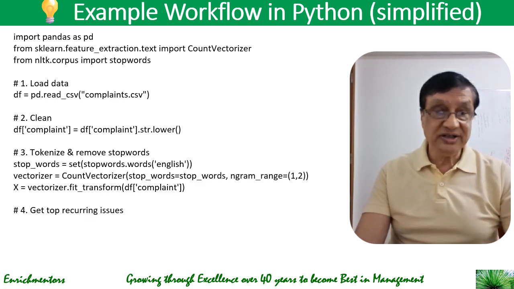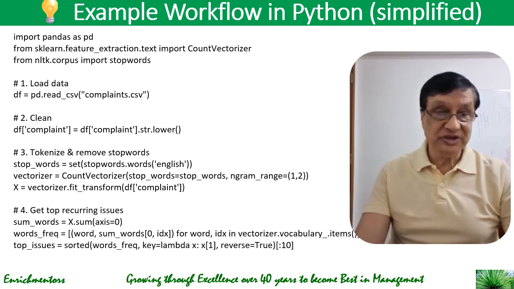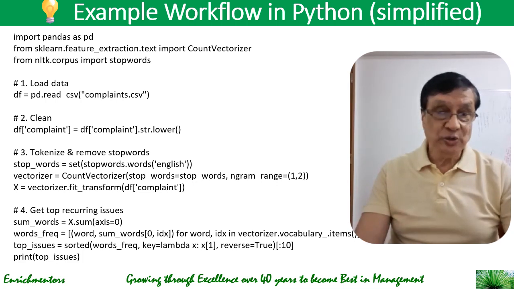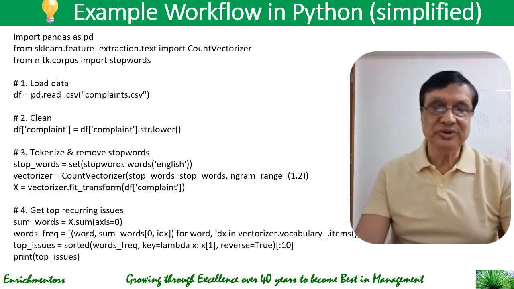And then you get the top recurring issues. In this case, the sum of words, word frequency, and top issues are sorted out. And then you print the top issues. So that's how you can get the recurring issues identified using Python, as a workflow example.